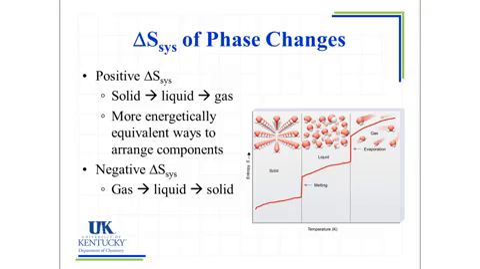For phase changes, we have a positive delta S when we go from solid to liquid to gas. We have more ways to arrange the energy when we go from the solid to the liquid to the gas than in reverse. So for negative delta S, we see gas to liquid to solid because we're reducing the ways that we can disperse the energy. We're decreasing the disorder in the reaction. So we have a negative entropy value or a decreasing entropy value.